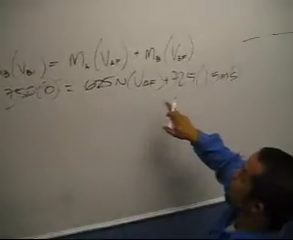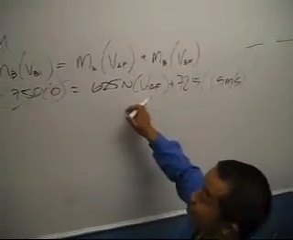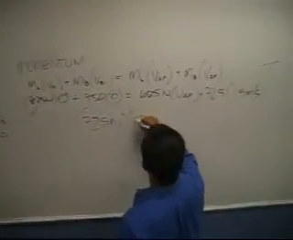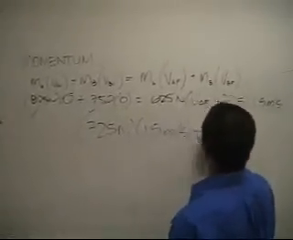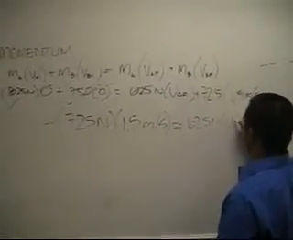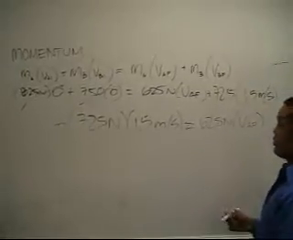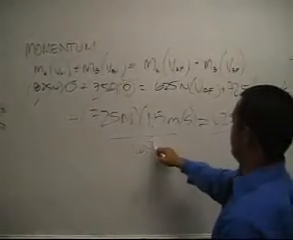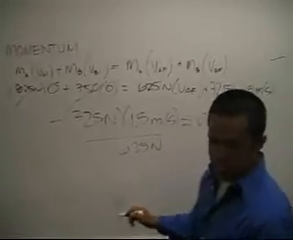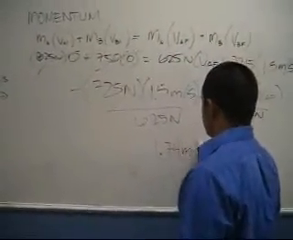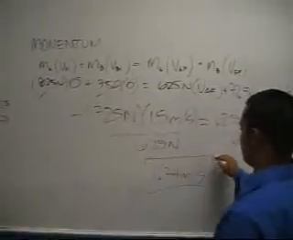Since we're solving for V_A final, which is the velocity of the girl, we're going to subtract that over, which is 725 newtons times 1.5 meters per second. That should be a negative. Equals 625 newtons times V final of the girl. Divide that over, and that should equal 1.74 meters per second. Ta-da.